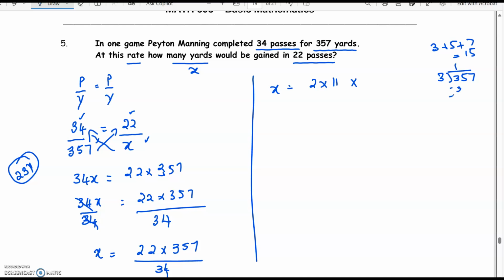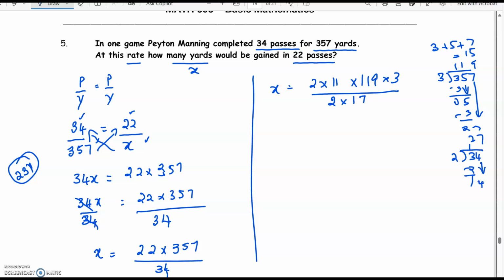3 ones are 3. Bring the 5 down. 3 ones are 3. Subtract to get a 2. Bring the 7 down. 3 nines are 27. So it's 119 times 3 divided by 34, which is 2 times 17. 34 is an even number. So if we divide 34 by 2, 2 ones are 2, 2 sevens are 14, subtract to get a 0, and I know the 2 cancels.